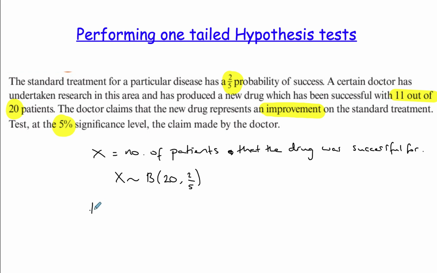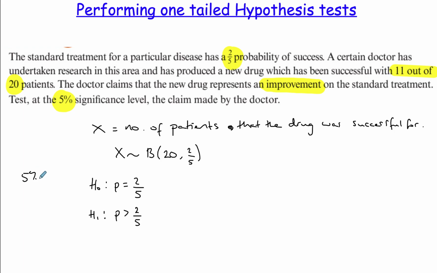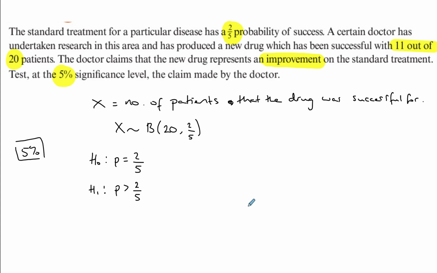So our null hypothesis is that the probability is equal to 2/5 still, so that there hasn't been an effect. And our alternative hypothesis, the doctor thinks that he has evidence that the probability of success has increased. So that's an upper end one-tailed test. And our significance level that we're interested in is 5%. So what I'd like to do next is find the critical region. There are other ways to do this, but my method is to find the critical region, because then we're doing the same thing for most of the questions that we are given.